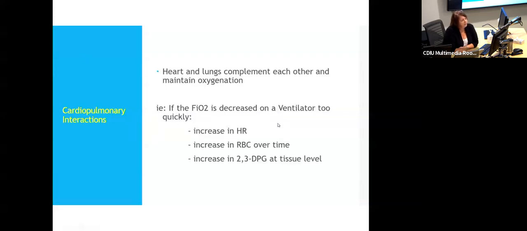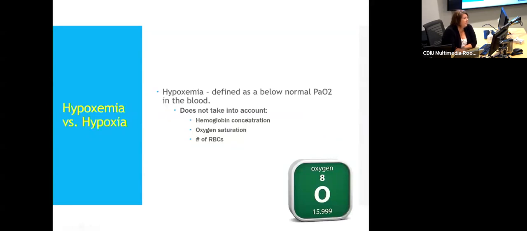So here's an example. Say your patient's ventilated and the FiO2 is turned down very, very quickly; we generally don't notice this. But if the child ends up having a deficit and we don't provide enough oxygen for what they need, what you're going to see briefly until things sort themselves out is an increase in heart rate. You're going to have eventually an increase in red blood cells. You're going to become polycythemic. And although we don't measure 2,3 DPG in children very often, we would be able to measure a significantly greater amount at the tissue level.